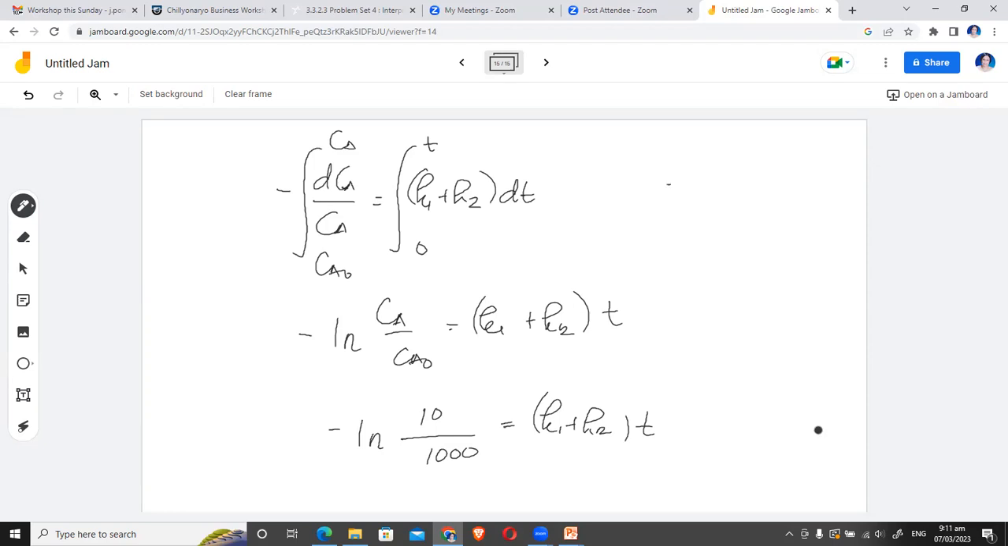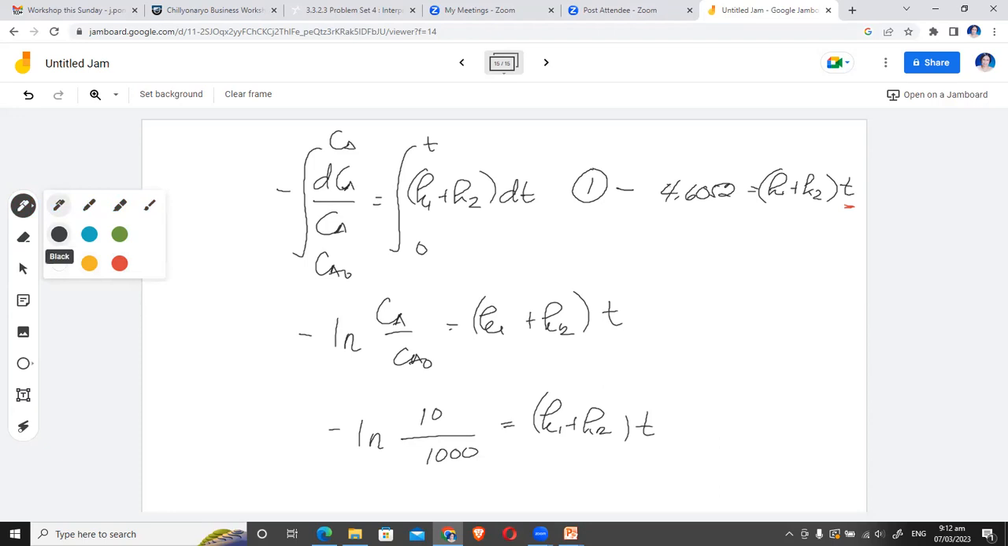4.6052. So this is equal to K1 plus K2 times T. This is our first working equation. This is the time that we're after, if you already know the K1 and the K2.